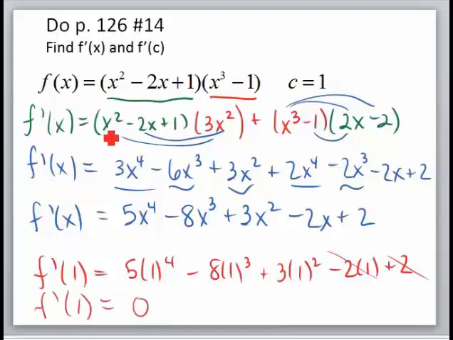Had I just done that way up here, plugged in 1, I would have seen I had 0 here. 0 times anything is 0. And if I had plugged in 1 up here, I'd have 1 minus 2 plus 1, that's 0. 0 times anything is 0. So I could have saved myself a lot of time, a lot of simplifying, just by plugging 1 back in much earlier.